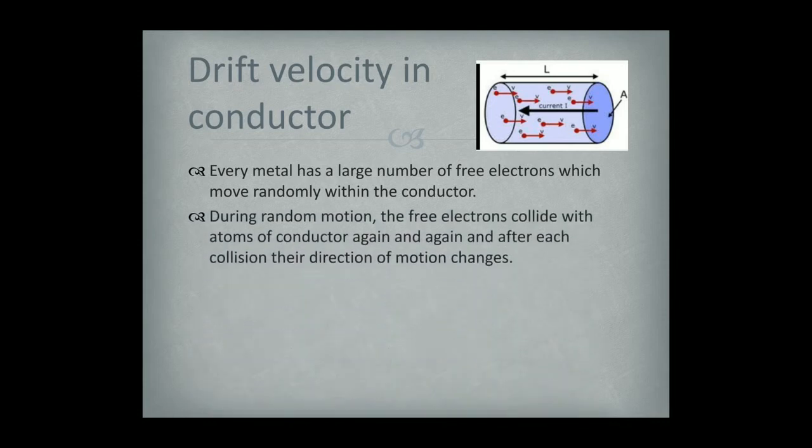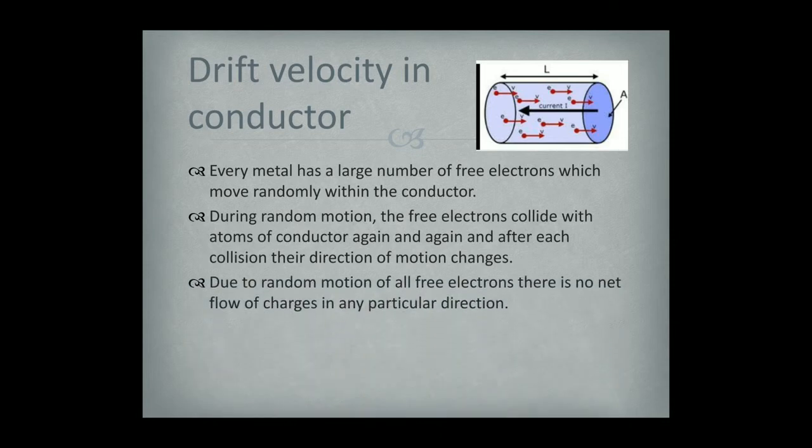During this random motion, the free electrons collide with the atoms of the conductor again and again, and after each collision, their direction of motion changes. Because of these collisions, due to random motion of all free electrons, there is no net flow of charges in any particular direction. Consequently, no current is established in the conductor. As I told you in the previous case, I showed you a video, and in the video I told you that the average velocity of the electrons is 0. So it means no current is established in the conductor.